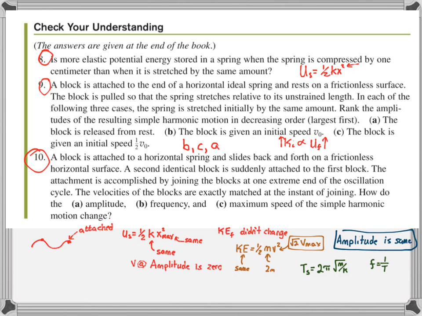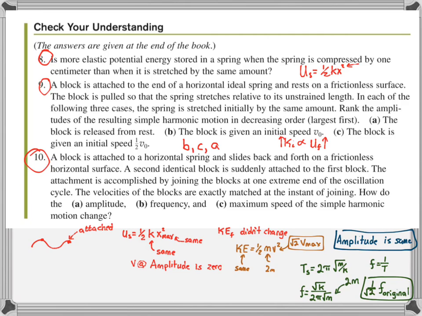The frequency is the inverse of the period. So if the period is 2 pi square root of m over k, then the frequency is square root of k over m, divided by 2 pi. So if you double the mass of an object, the frequency is going to change by a factor of 1 over square root of 2, or it's going to decrease by a factor of square root of 2. So that's what happens to the frequency.